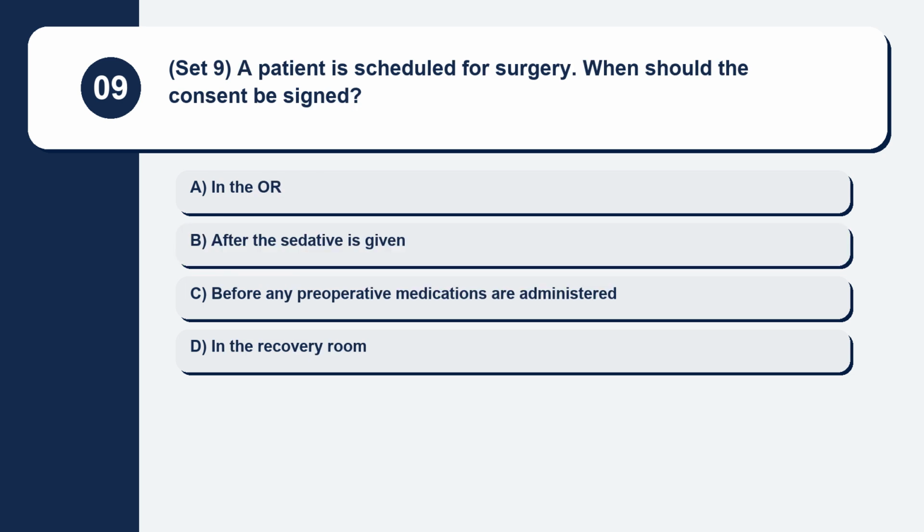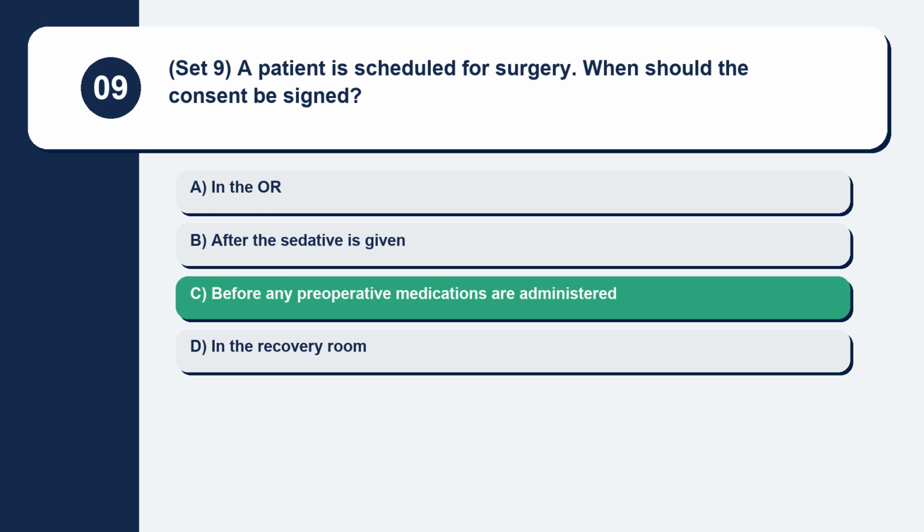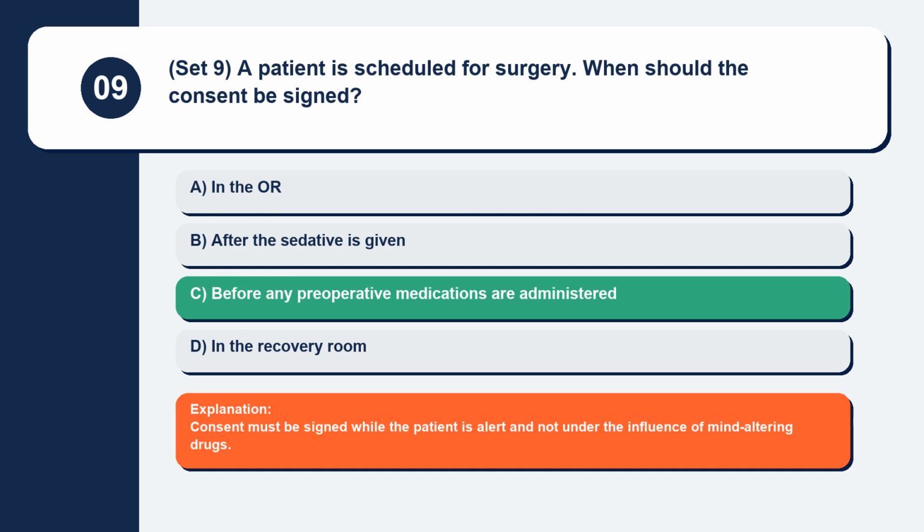Question 9. Set 9. A patient is scheduled for surgery. When should the consent be signed? In the OR, after the sedative is given, before any preoperative medications are administered, in the recovery room. Consent must be signed while the patient is alert and not under the influence of mind-altering drugs.